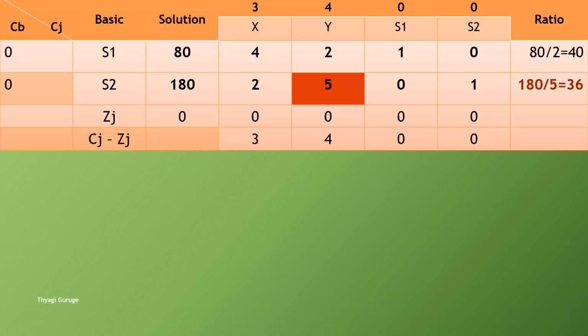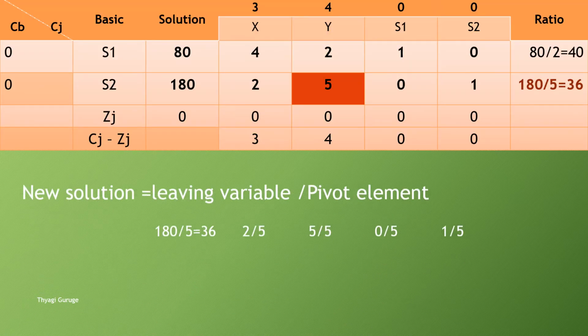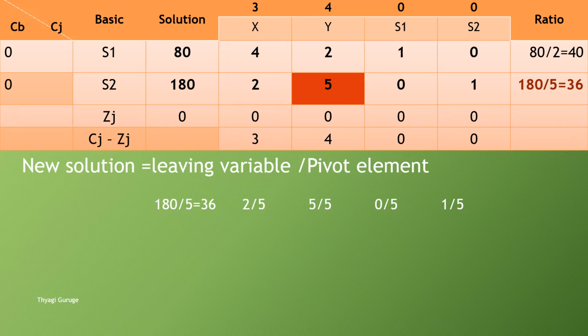Now, the next step is to identify the new values for the new row. Here, the new solution values can be identified by dividing the leaving variable's values by the pivot element. Here, the leaving variable is Z2. So we are going to divide all the values in the leaving variable row by the pivot element. 180 divided by 5, which gives 36.